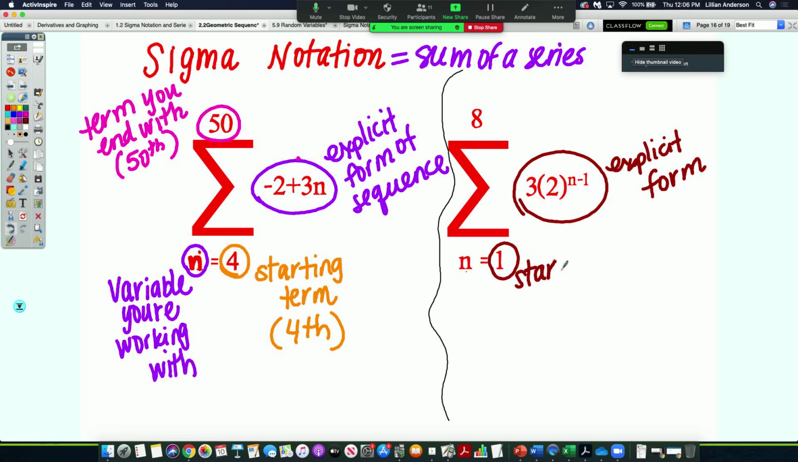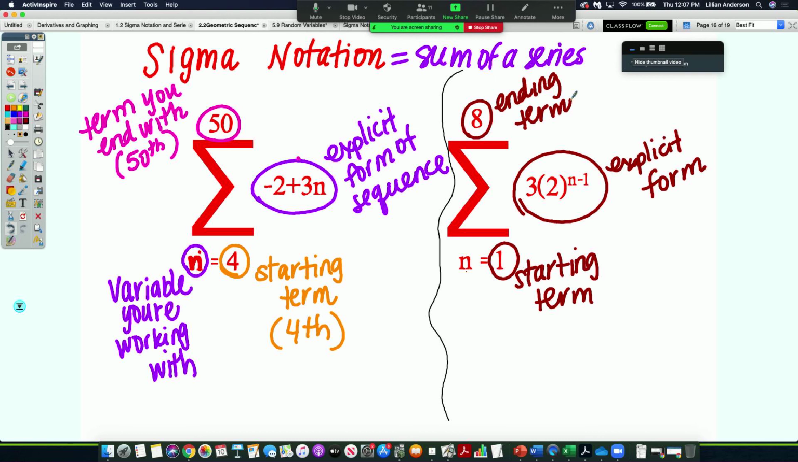So for this sequence, the numbers that I'm adding, I'm starting with my first term, and I'm adding all the way up to what term? The eighth term. The eighth term. Okay?